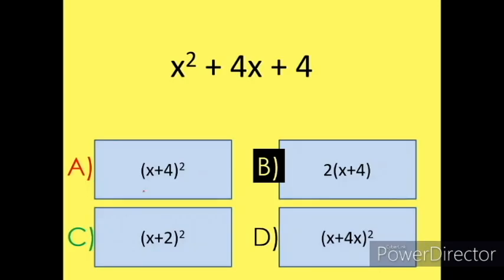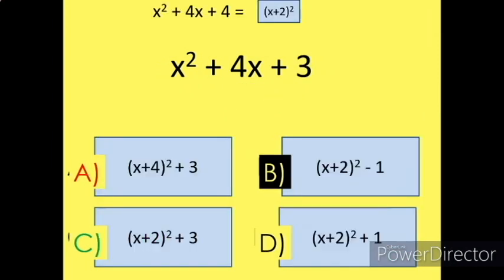Let's factorise it. I've got a pattern here. If I halve that, I know it's 2, and 2 squared is 4. So I know it's going to be (x + 2) squared. Perfect. Okay, now using my previous answer, which I've left here, what do you think?